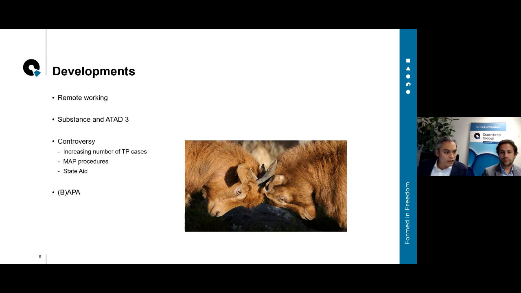Then a final development that we really would like to touch upon is the recently published OECD guidance on the BAPA practice, the BAPA process, and it provides a bit of a BAPA manual. It is quite nice. I think one of our colleagues, Richard Slimme, wrote a small blog on his takeaways of this BAPA manual. So if you have the chance to read it, then please do.